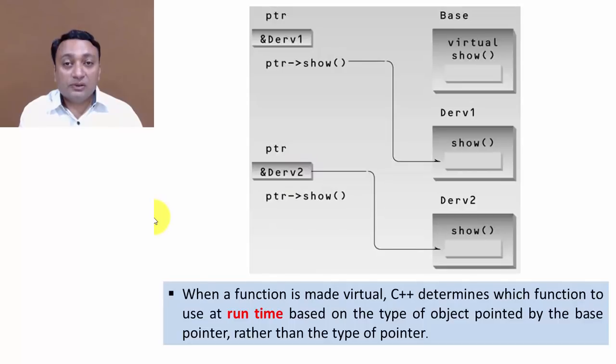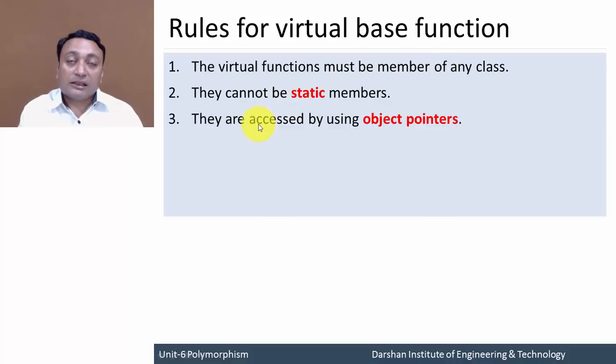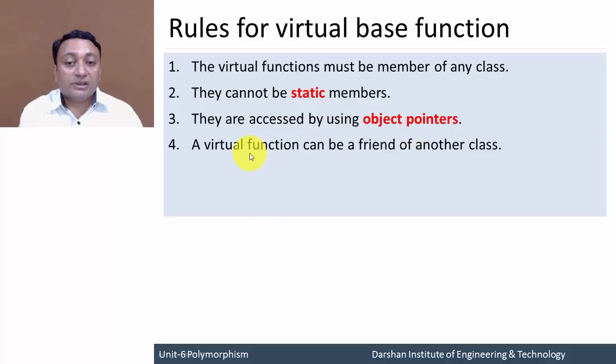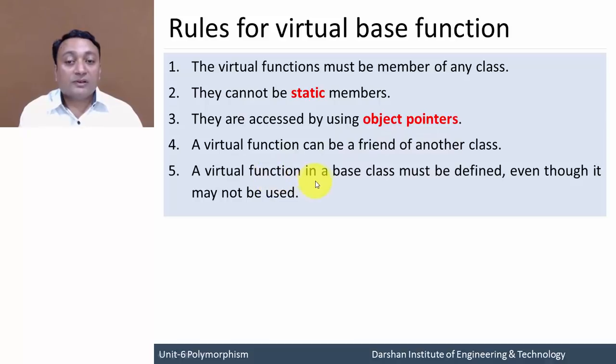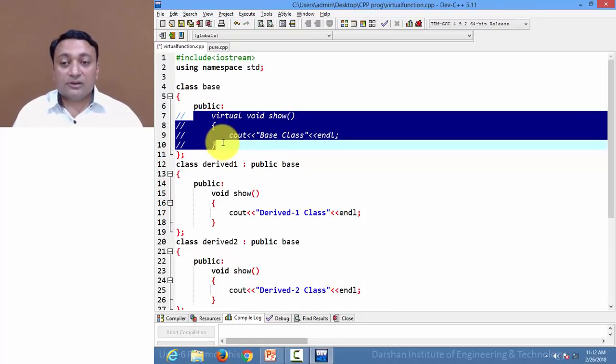Let us see some of the rules of virtual functions. The virtual functions must be members of a class. They cannot be static members. They are accessed by using object pointers only. A virtual function cannot be a friend of another class, and a virtual function in the base class must be defined even though it may not be used. Suppose you are not defining this virtual base function over here and execute this code.